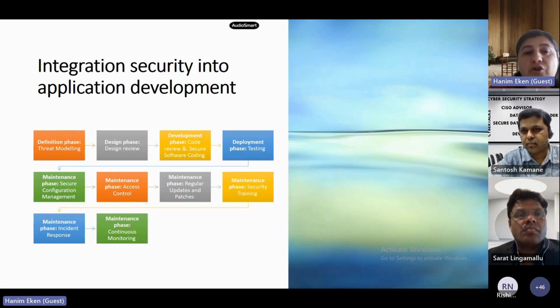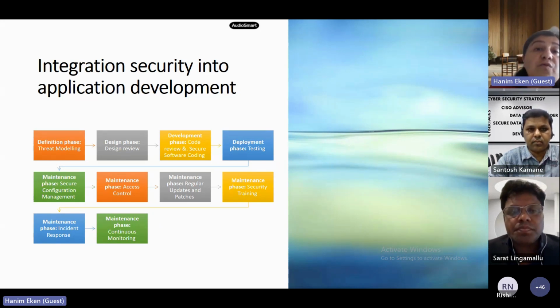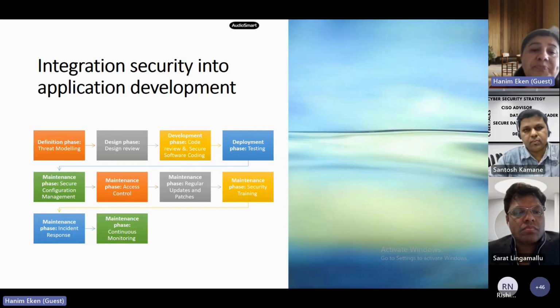After access control, you need regular updates and patches, because now your application is running in the production environment. So you always need to regularly update your application, maybe finding a bug or vulnerability and updating it. But when you update the application, maybe you can create new vulnerabilities. Also, updates and patches include systems and network updates and patching. Regular updating and patching are needed.